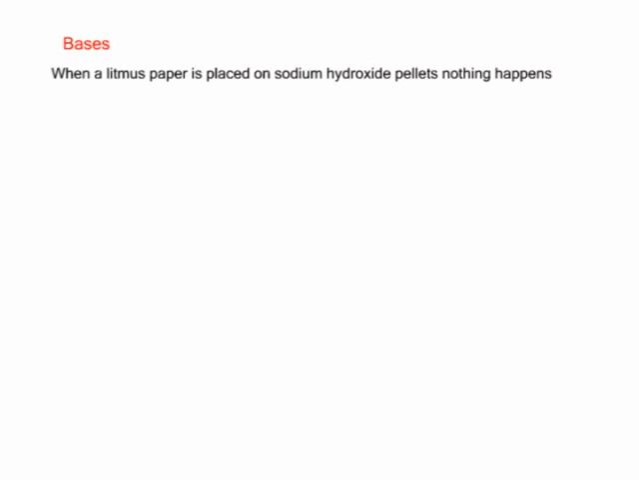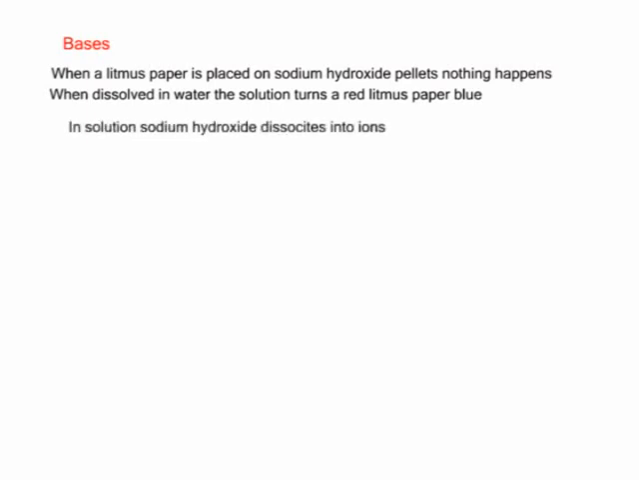Next is bases. Now, when a red litmus paper is placed on pellets of sodium hydroxide, there is no observable change that occurs. However, when the sodium hydroxide pellets are dissolved in water, the resulting solution turns the red litmus paper blue. In solution, sodium hydroxide dissociates into sodium and hydroxide ions. Now, the hydroxide ions are the ones that turn the red litmus paper blue because of their basic properties.